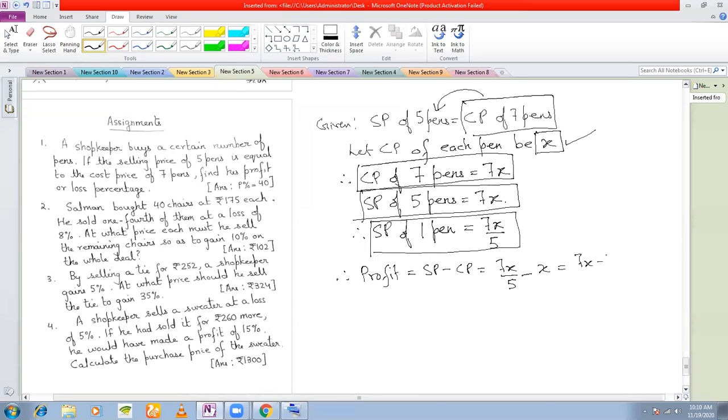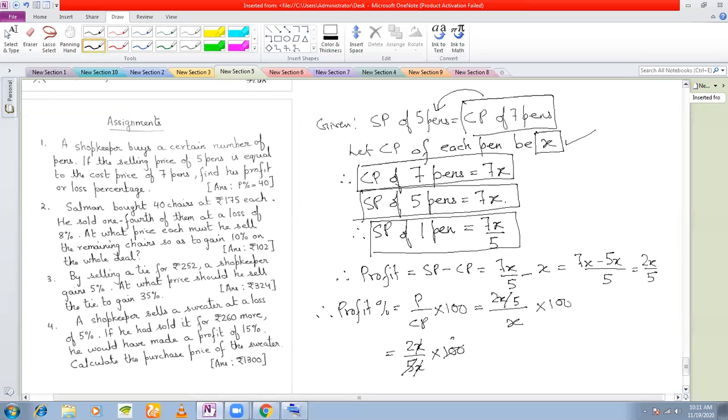Take the LCM. Get 2x by 5. This is your profit. So therefore, what should be the profit percentage? It is profit by cost price into 100. Profit is 2x by 5. And your cost price here, what is the cost price of 1 pen? It is x into 100. So what happens? You get 2x by 5x into 100. So this x cancels. This cancels 20 times. You get 40%. So 40% is your profit percentage.